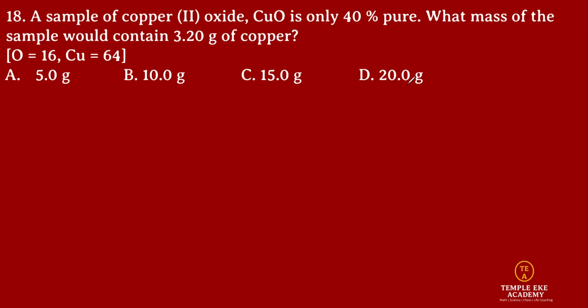This is a calculation on chemical composition stoichiometry involving purity of a sample. A sample of copper 2 oxide, formula provided, is only 40% pure. What mass of the sample would contain 3.20 gram of copper? We're given the relative atomic masses of the constituent elements. Let us get straight off into the solution.